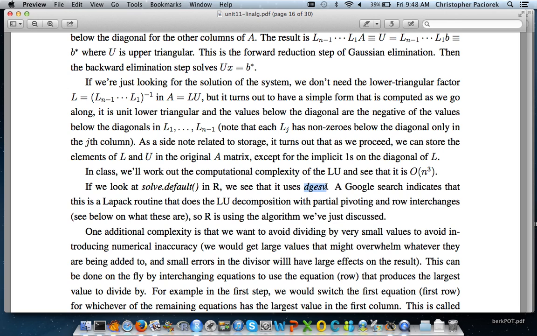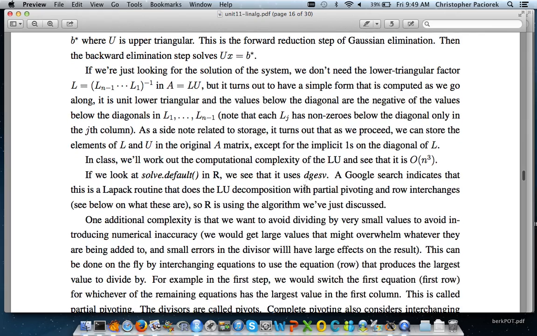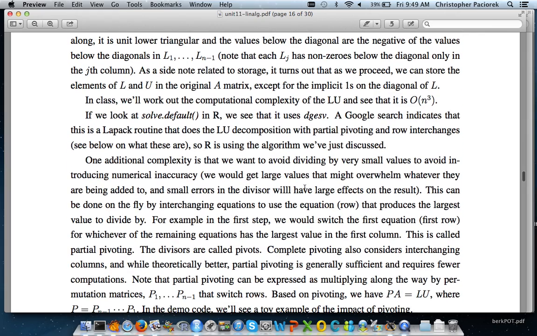So there's an SGESV. I forget exactly what the GE stands for, maybe general equation solution or something. That sort of naming convention for LAPACK is a bit opaque. And if you search on Google and look to see what this DGESV business is doing, it's just doing an LU decomposition with something called partial pivoting and row exchanges.